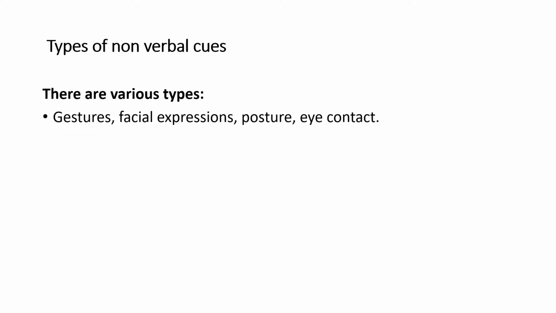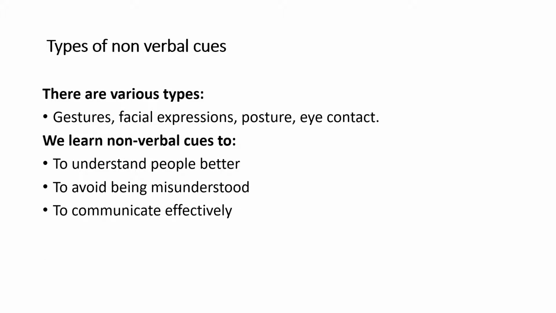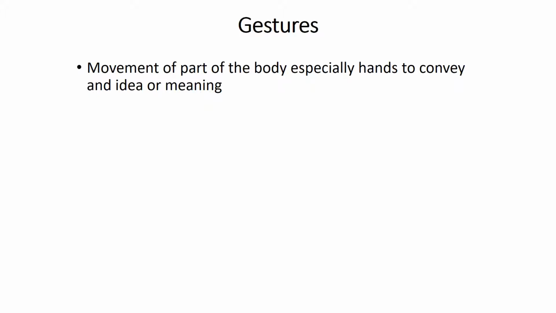We have several types of nonverbal cues. The major ones include gestures, facial expressions, body posture, and eye contact. However, there are many others. Why do we learn these nonverbal cues? They help us to understand people better. They help us to avoid being misunderstood by other people. And they also enhance our communication so that we are able to do it effectively.